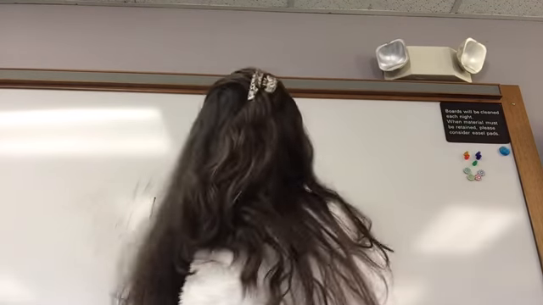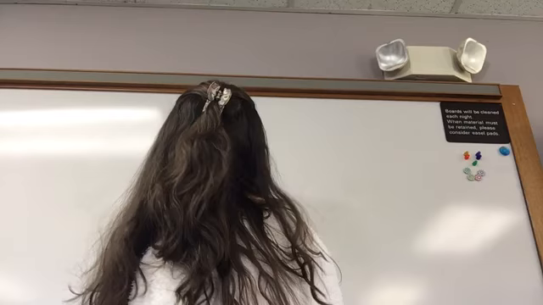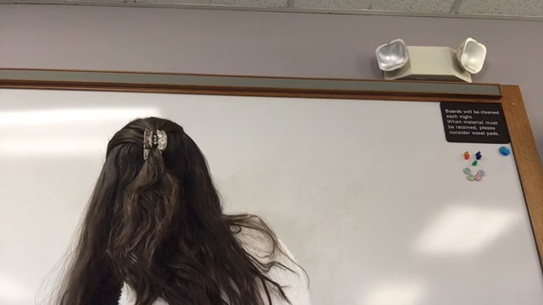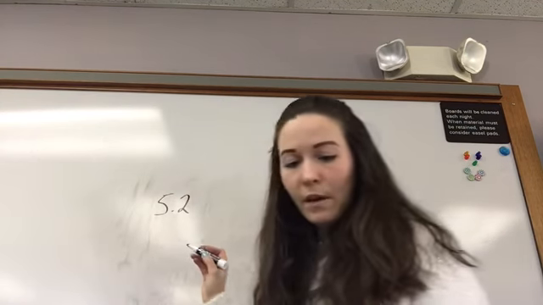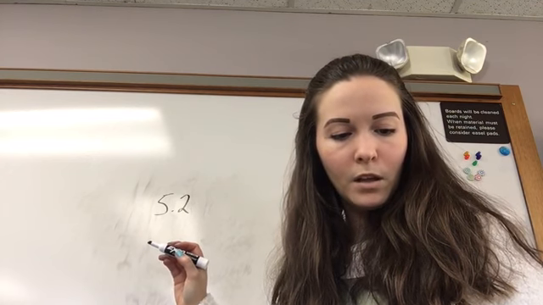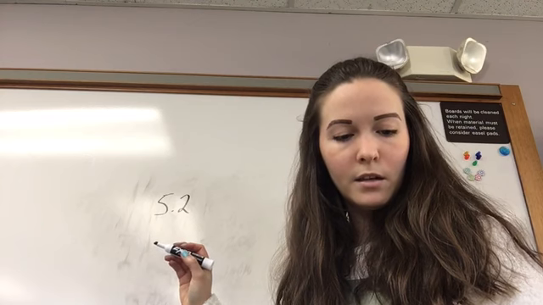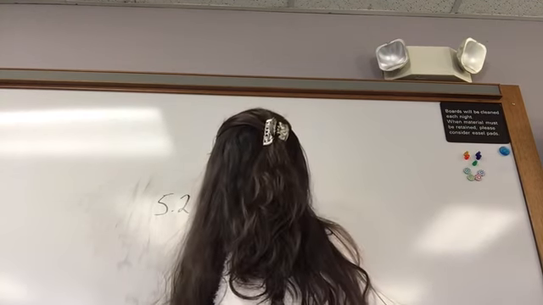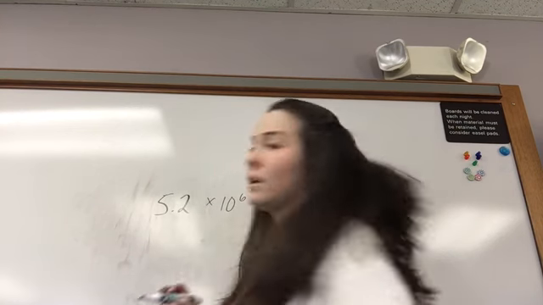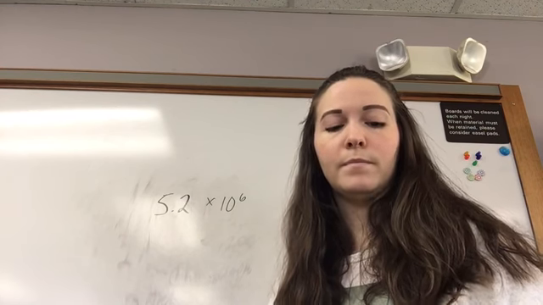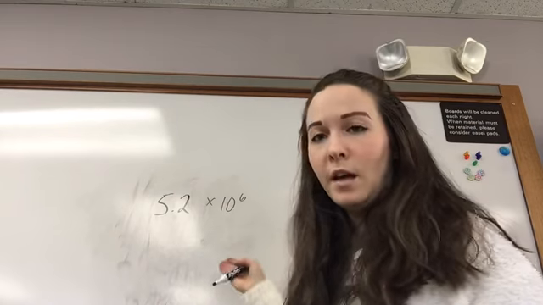So to see how we do that, all right, we have 5.2 million, and we would multiply it times 10 to the 6th power. So we're multiplying it by 1 million or 10 to the 6th power. And all you're doing is counting the zeros that are in your number. So in 1 million, there are 6 zeros. That gives us 10 to the 6th power.